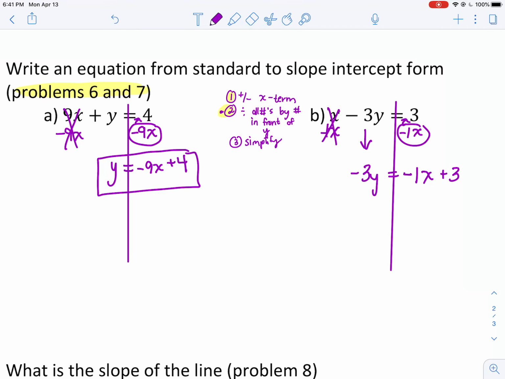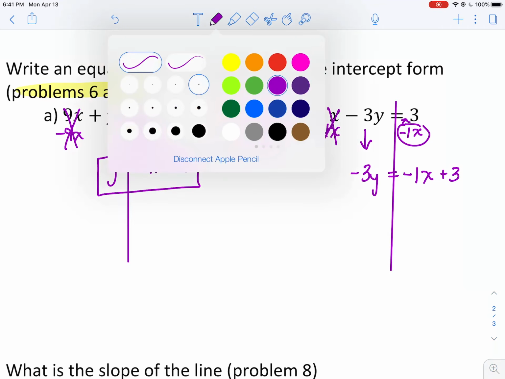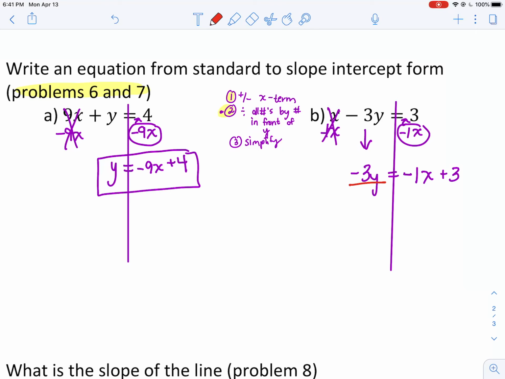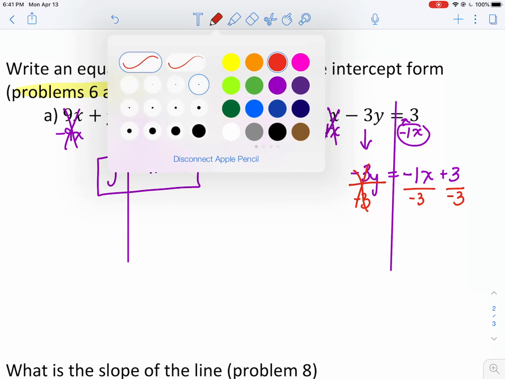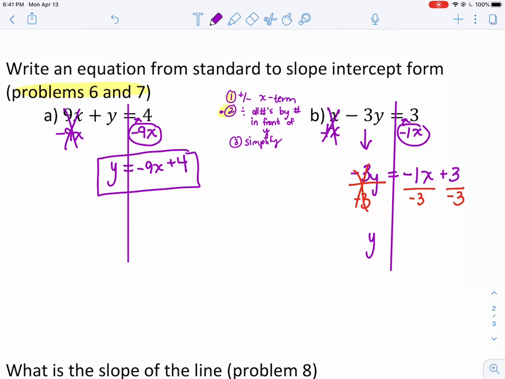Okay. Step 2 says divide all numbers by the number in front of y. So the number in front of y is negative 3. So I'm going to divide every single piece by that negative 3. The y drops down, and then you want to simplify the fractions. Negative 1 over a negative 3 gives us a positive 1/3 x, and then a positive 3 divided by a negative 3 is a negative 1. And there's our equation there.